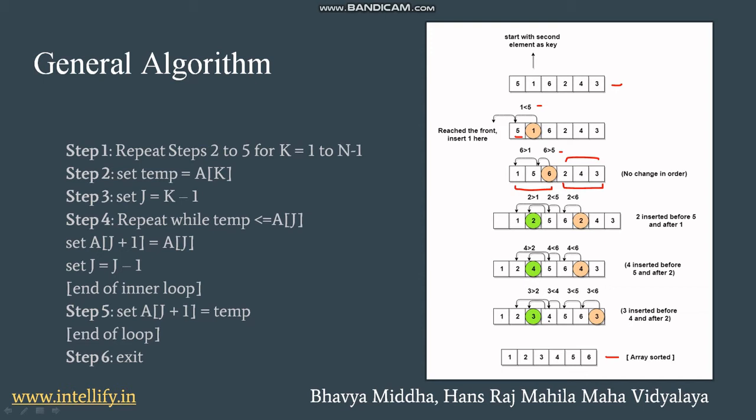The name of the array is A, and the index positions range from 0 to n minus 1, where n is the size of the array. We pick up the elements from 1 to n minus 1. And at each step, we consider the element at its proper position. This step 2 selects the first unsorted element.